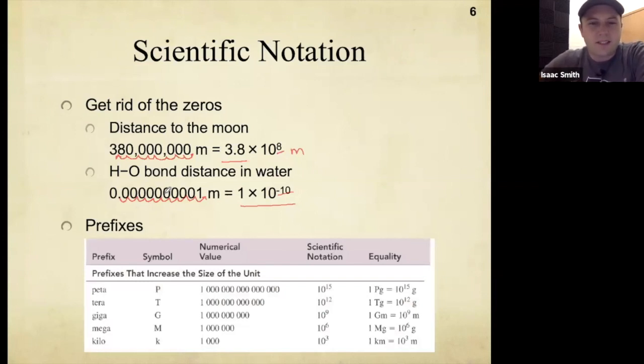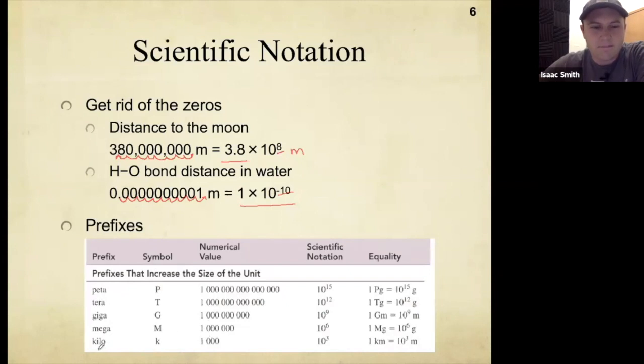Sometimes instead of using scientific notation, we just use a different prefix. So here's some prefixes that you may not be terribly familiar with. Peta, tera, giga, mega, kilo. Kilo you might know from like kilogram, right? So this is 1,000. Numerical value is 1,000. So 1 kilogram would be equal to 1,000 grams.